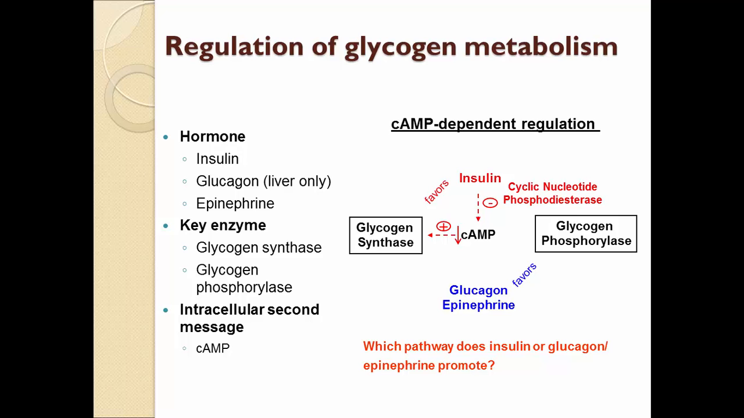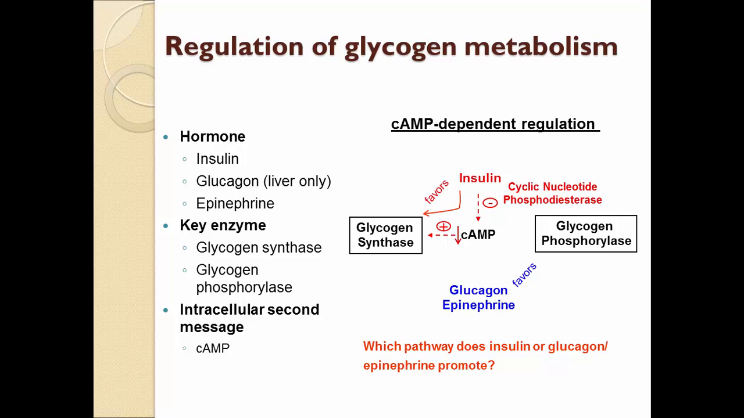Again, cyclic nucleotide phosphodiesterase is the enzyme that catalyzes the formation of cAMP. So when insulin levels increase, and insulin inhibits this enzyme, that leads to decreased production of cyclic AMP, right? So again, in general, insulin reduces the cyclic AMP level, and this will promote the glycogen synthesis activity. So it promotes glycogen synthesis.